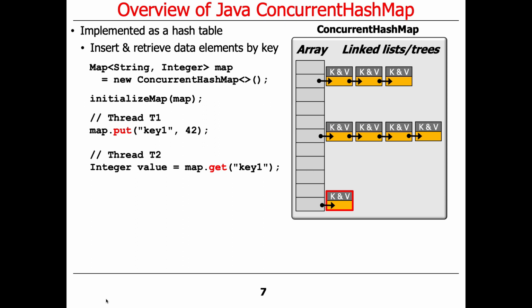Here's a very simple example. If you have a concurrent hash map, you can treat it as a map or a concurrent map. You can initialize the map, and then we put an item into the map, which gets hashed somewhere and stuck in there as a key value pair. When someone goes to look it up, they'll get back the value that was put there. So if they look up key 1 after it's been put, they should get back 42 as the value.